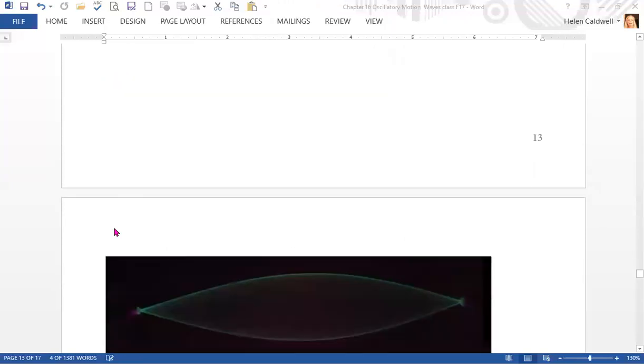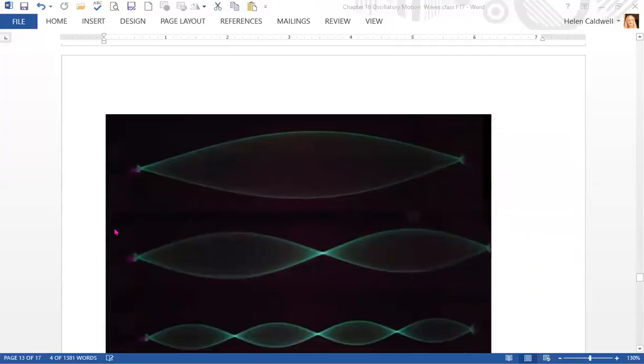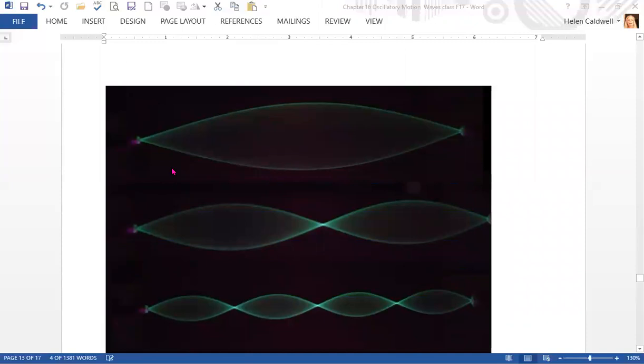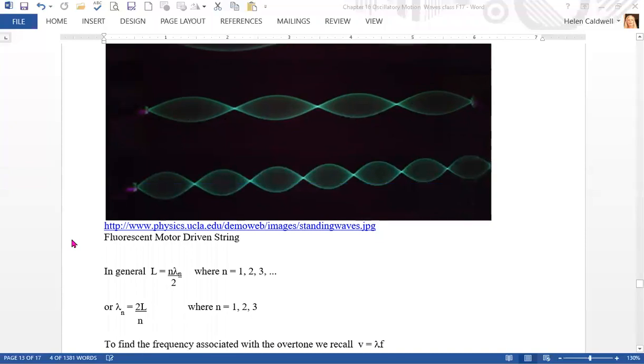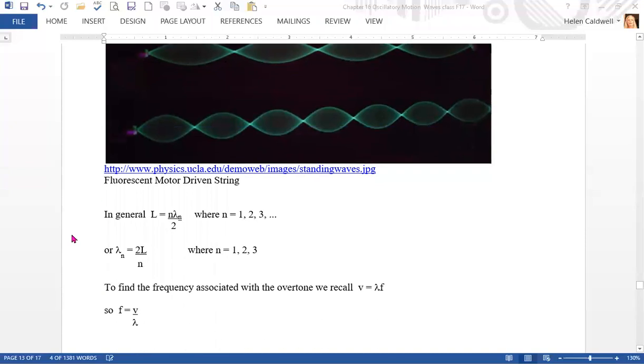Oh, I'm sorry, we've got a photograph. So this is a fluorescent string set up to a vibrating device. And you can see we have the fundamental or the first harmonic. This is the second harmonic or the first overtone. This is the 1, 2, 3, fourth harmonic or the third overtone. And that last one's got so many I don't even want to count it.